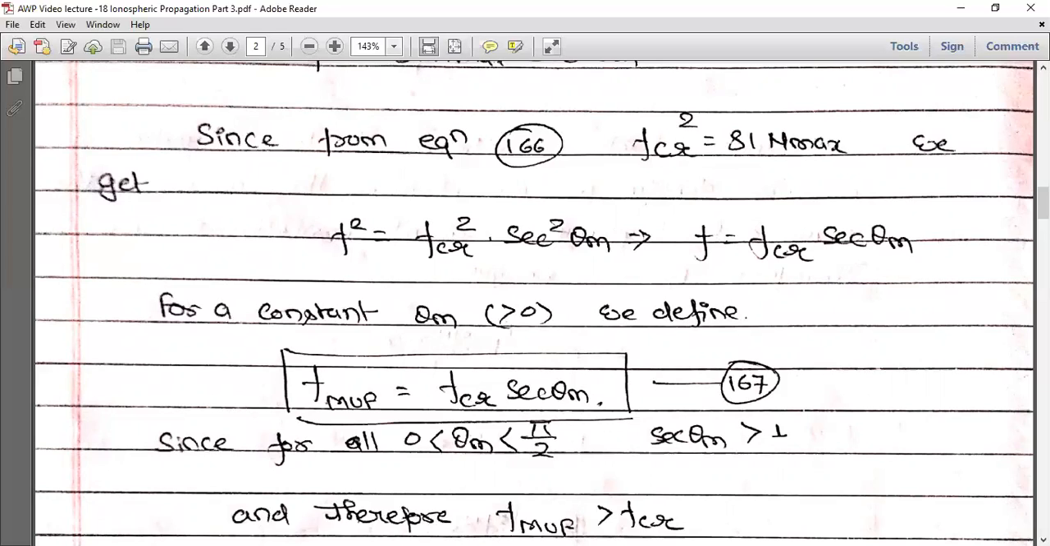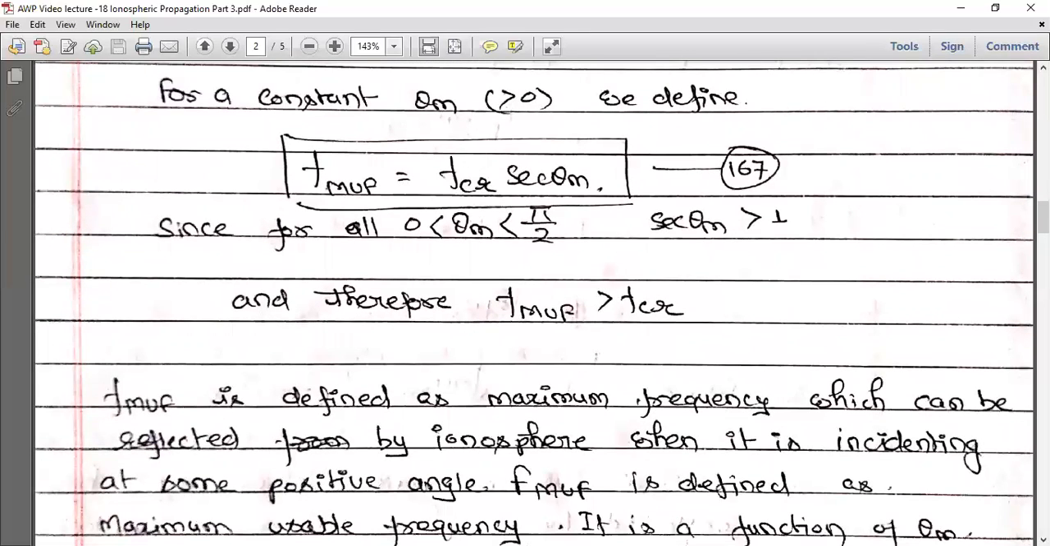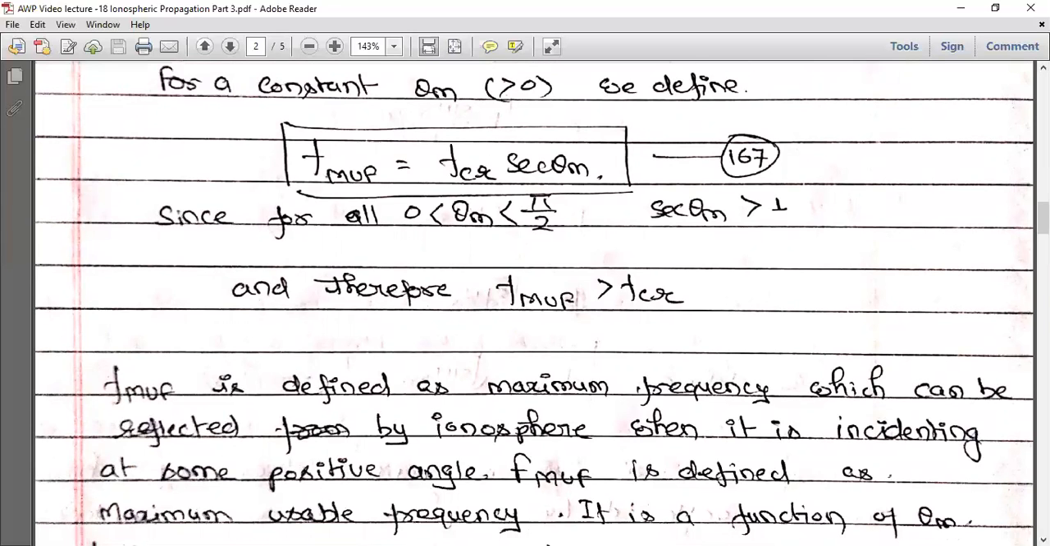So this equation is again a very important equation, and later on we'll use the same parameter, the maximum usable frequency, for finding the skip distances. And obviously on the basis of expression number 167, it is clear that MUF is always greater than f_CR. The maximum usable frequency for any particular angle of incidence greater than 0 is always greater than f_CR.